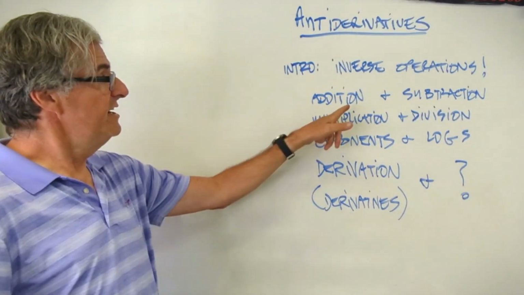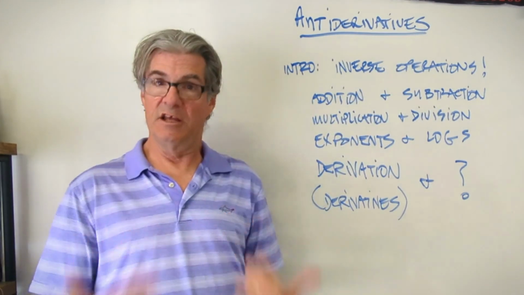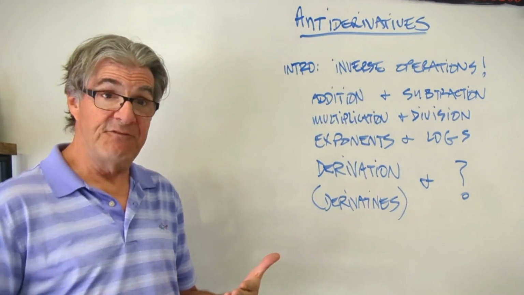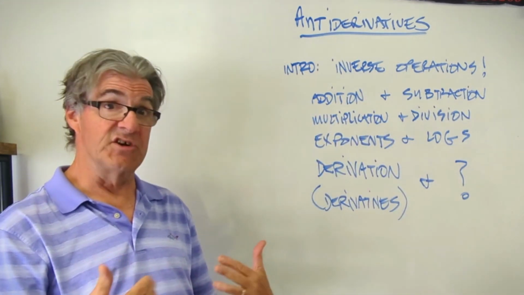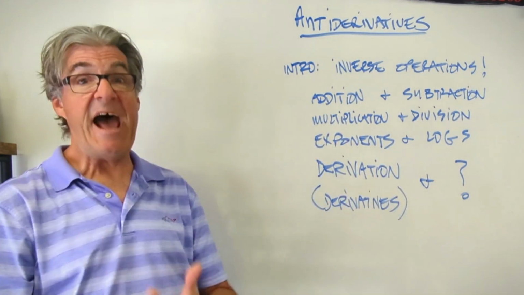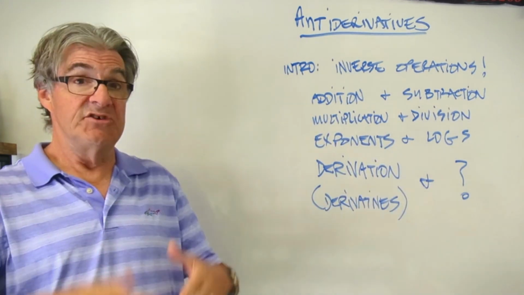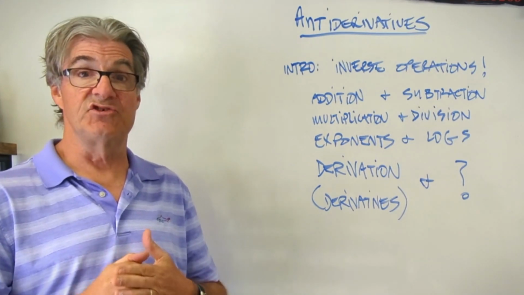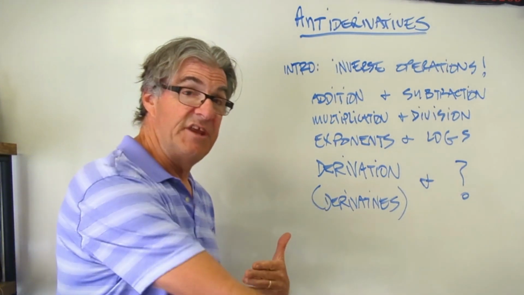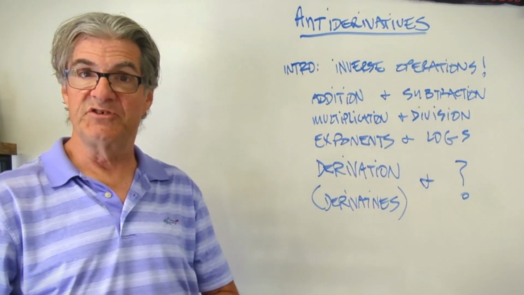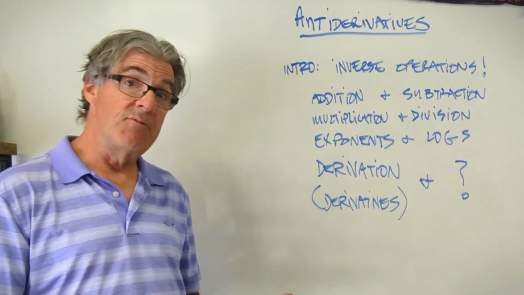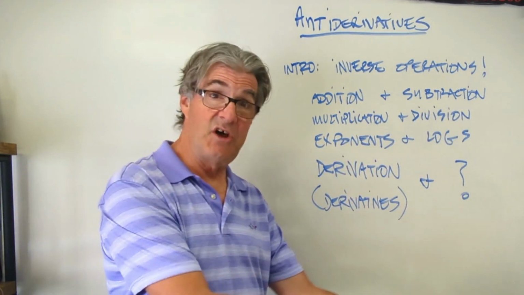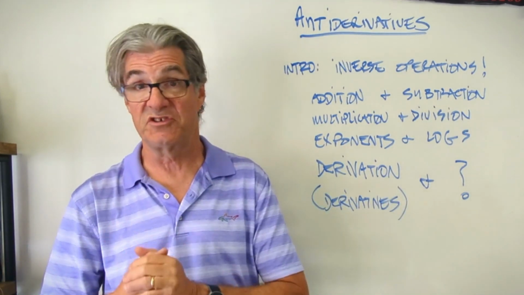So first off, addition and subtraction are inverse operations. If you add 4 to any number, and then subtract 4, which is the inverse of adding 4, you're back at the same place. So that's what inverse operations do. If you do one and then you do the inverse, you wind up back where you started. Same thing with multiplication and division. If you multiply a number by 6 and then divide the result by 6, you're back where you started.